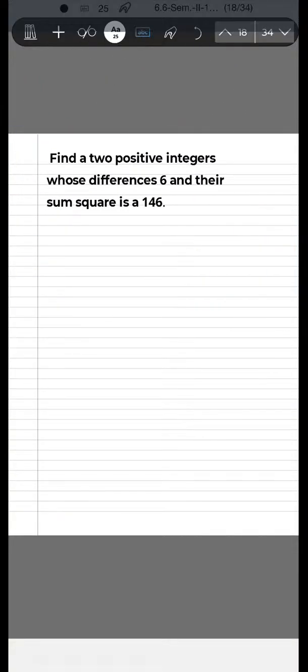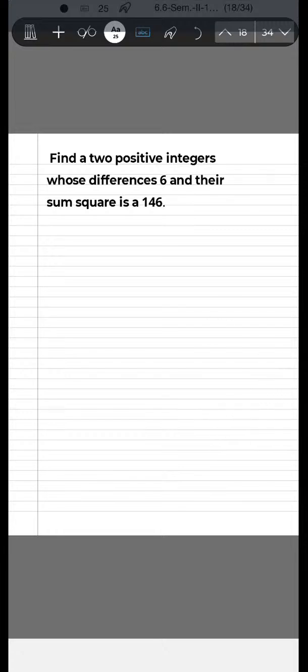So we have that one question now to solve. Here is the question, you can see it on your screen. What is the question? It says find positive integers. Okay, this is one kind of word problem. So what will be the first task here? We have to convert that statement into mathematical form, in equation form. Okay, what is the question? It says find the two positive integers whose difference is 6 and their sum of squares is 146.